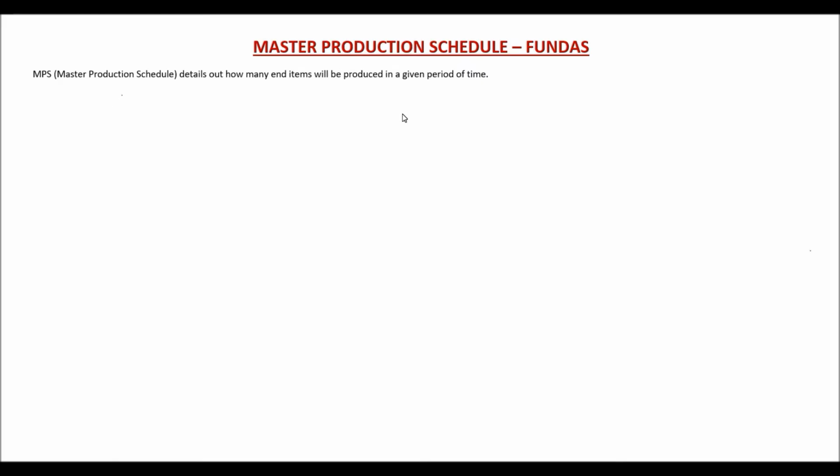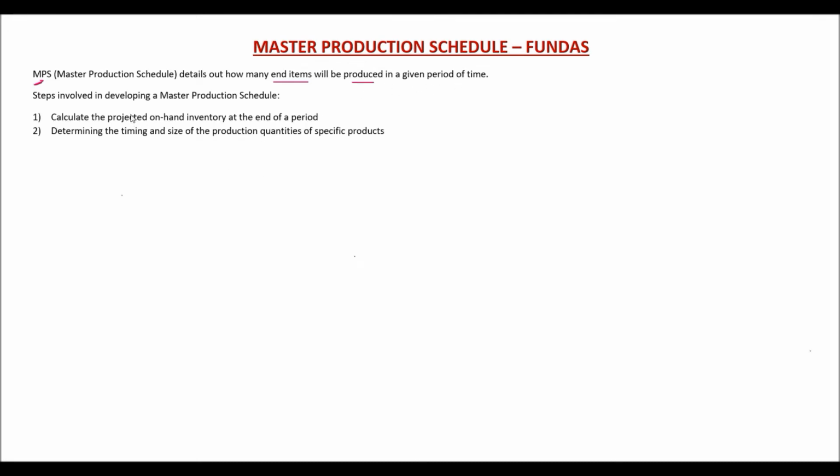Now, master production schedule is the second input that goes into the MRP plan after the bills of material. The master production schedule, or MPS, details out how many end items will be produced in a given period of time.